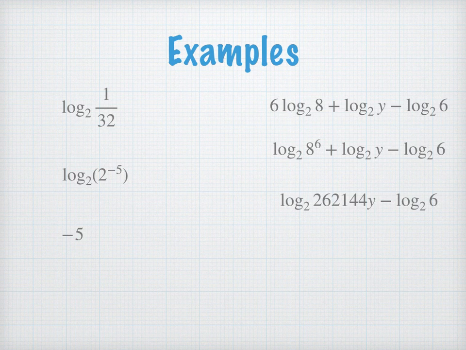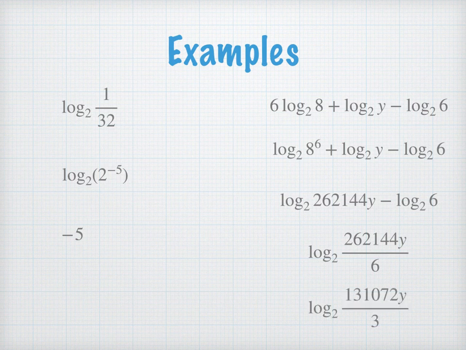Now that subtraction in there tells us we are going to divide. So we'd have log base 2 of 262,144y divided by 6. We can simplify that fraction and have log base 2 of 131,072y divided by 3.